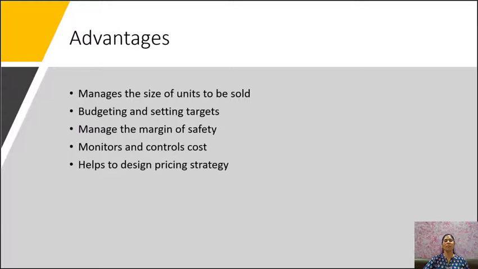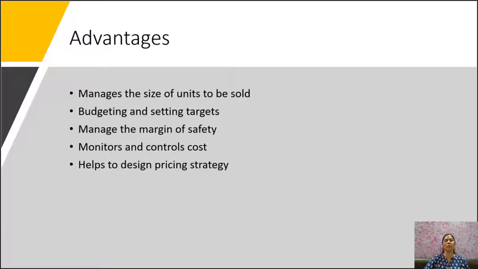Now let us see some of the advantages of break-even analysis. It manages the size of units to be sold. With the help of break-even analysis, the company or the owner comes to know how many units need to be sold to cover the cost. The variable cost and the selling price of an individual product and the total cost are required to evaluate the break-even analysis. Second is budgeting and setting targets.